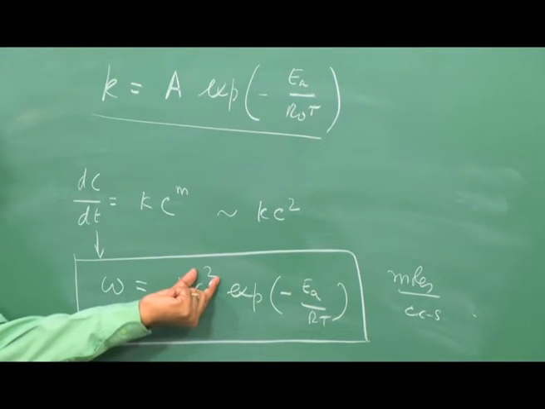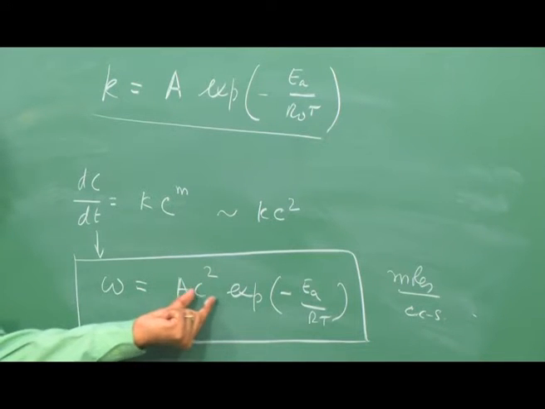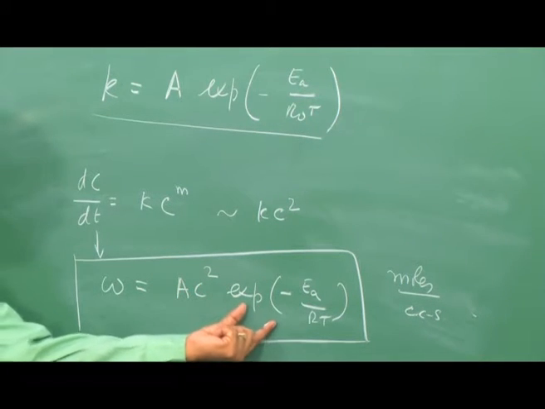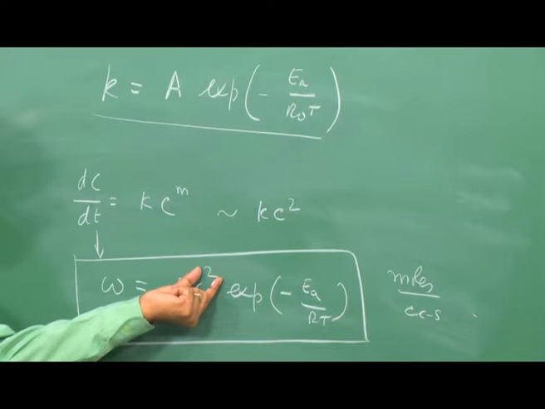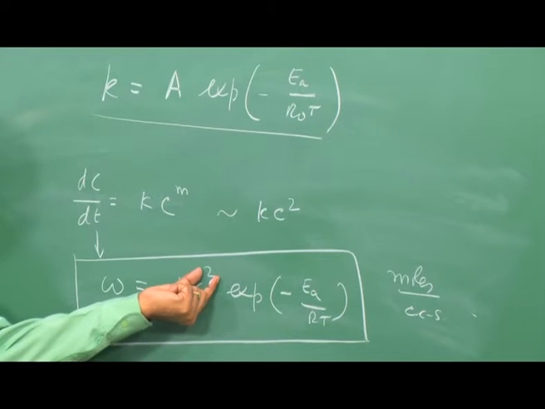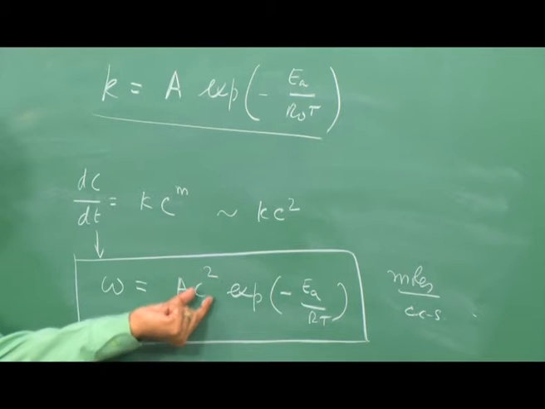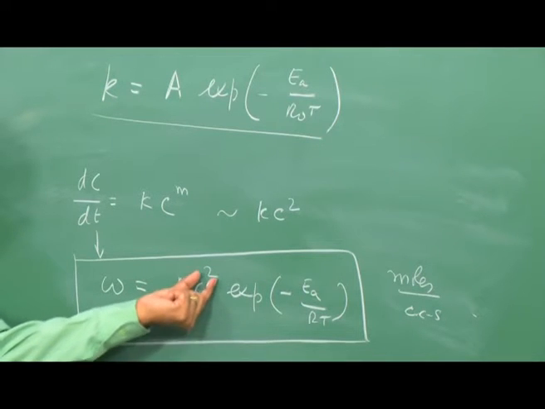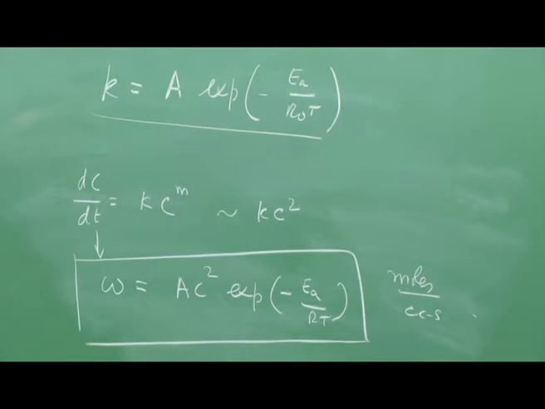If it is a simple reaction of a single substance, like a first order reaction, it could be AC into exponential. If it is third order or fourth order, it could be to the power cubed, but in general most of the reactions that we encounter are second order, like AC square.